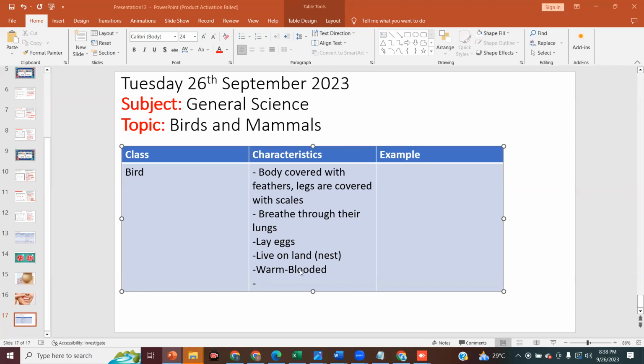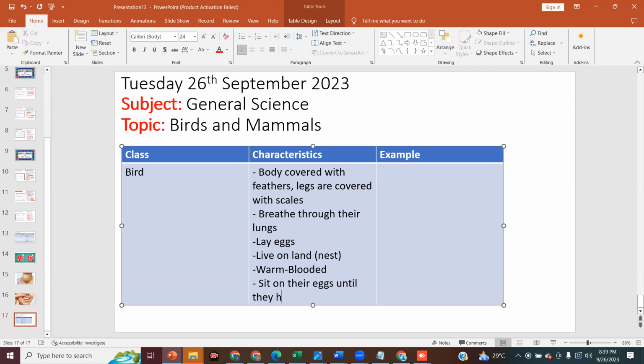All right, so that's warm-blooded. Then we have... so they sit on their eggs until they hatch, and they feed and protect them.